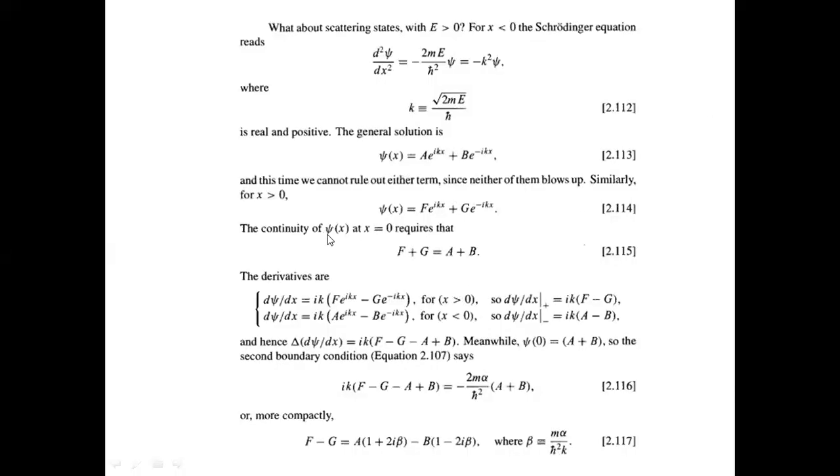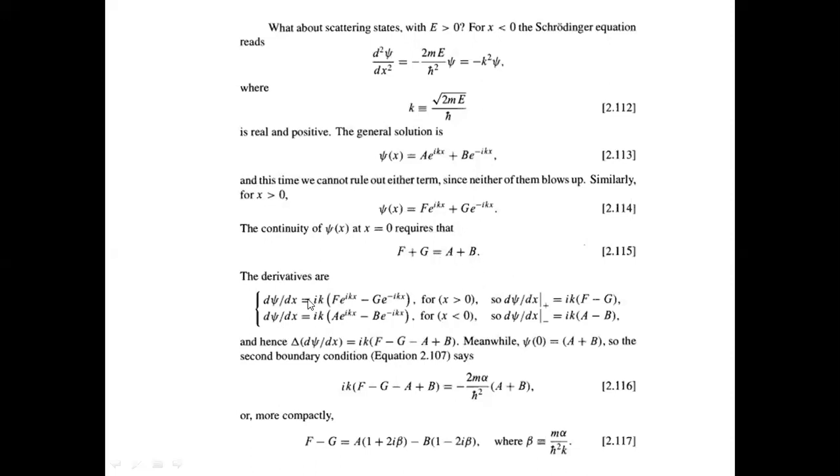Now, we said that psi should be continuous. The function psi, the distribution function, should be continuous, right? It is one of the boundary conditions that we spoke about. So it requires that it is continuous at the origin. When we solve for that, we get the relation between the constants: F plus G is equal to A plus B.